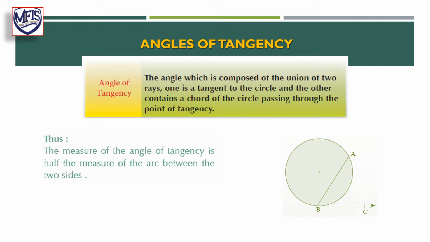Here, the measure of this angle of tangency ABC equals half the measure of arc AB. Again, measure of angle ABC equals half measure of arc AB. The measure of an angle of tangency is half the measure of the arc between the two sides. As we can see here, arc AB is in between the tangent and the chord. Measure angle ABC equals half measure arc AB.